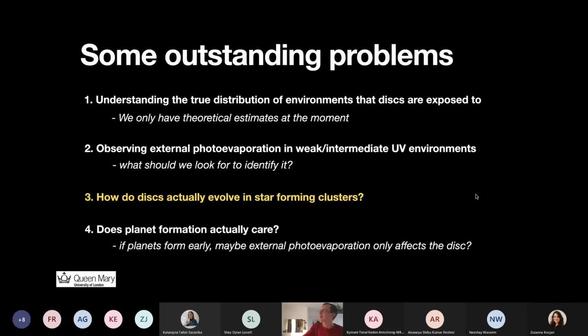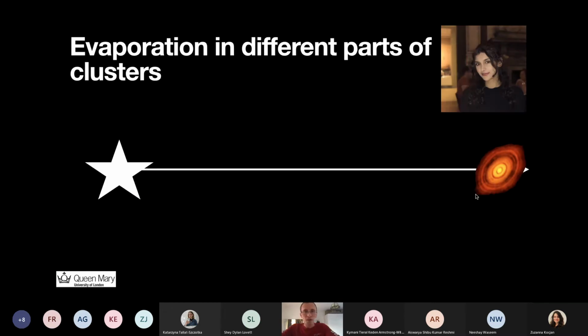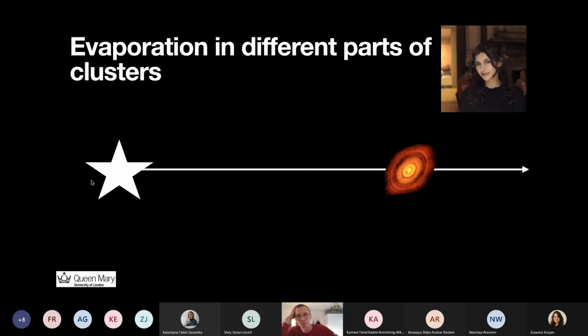So problem number 3, how do stars actually evolve in star-forming clusters? I'm nearly at the end. So Kanar has been doing this for her undergrad third-year project. So essentially, what she's doing is taking a disk that's far away, it'd be boring and looks like this, and then moving it closer to a massive star.